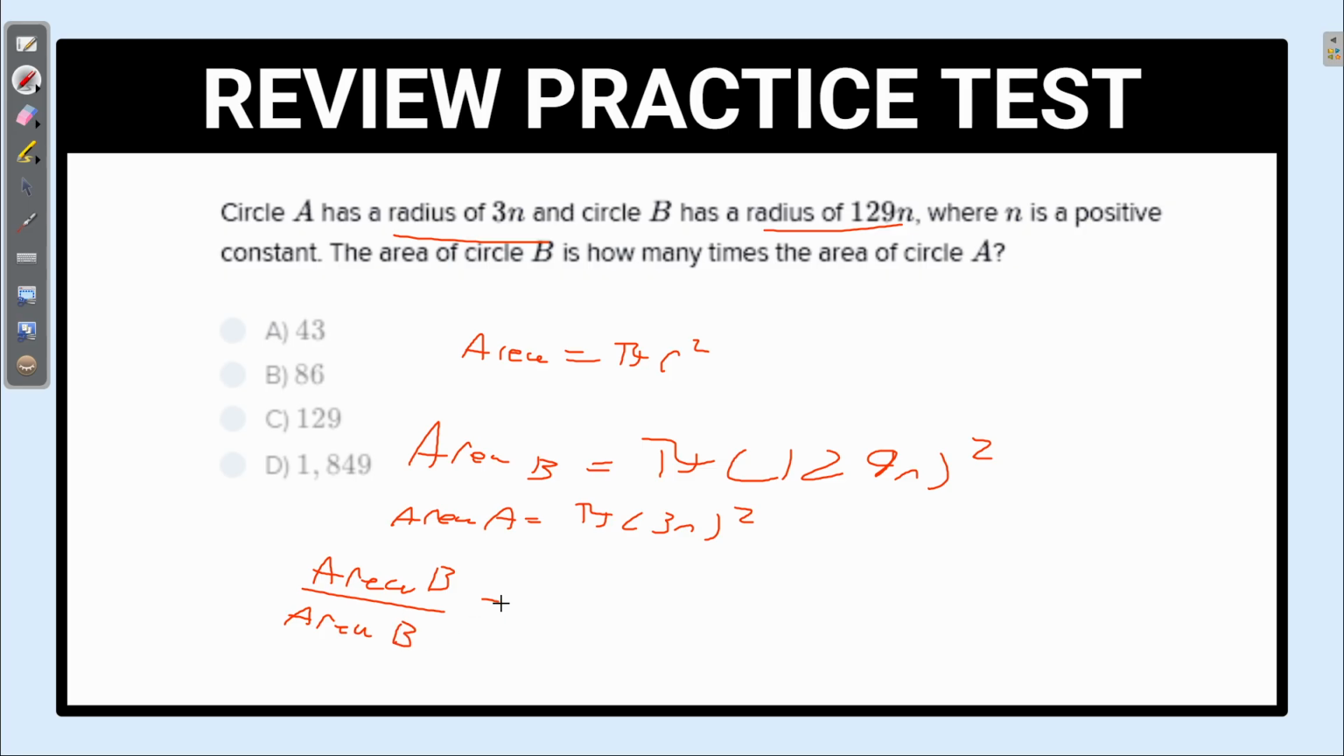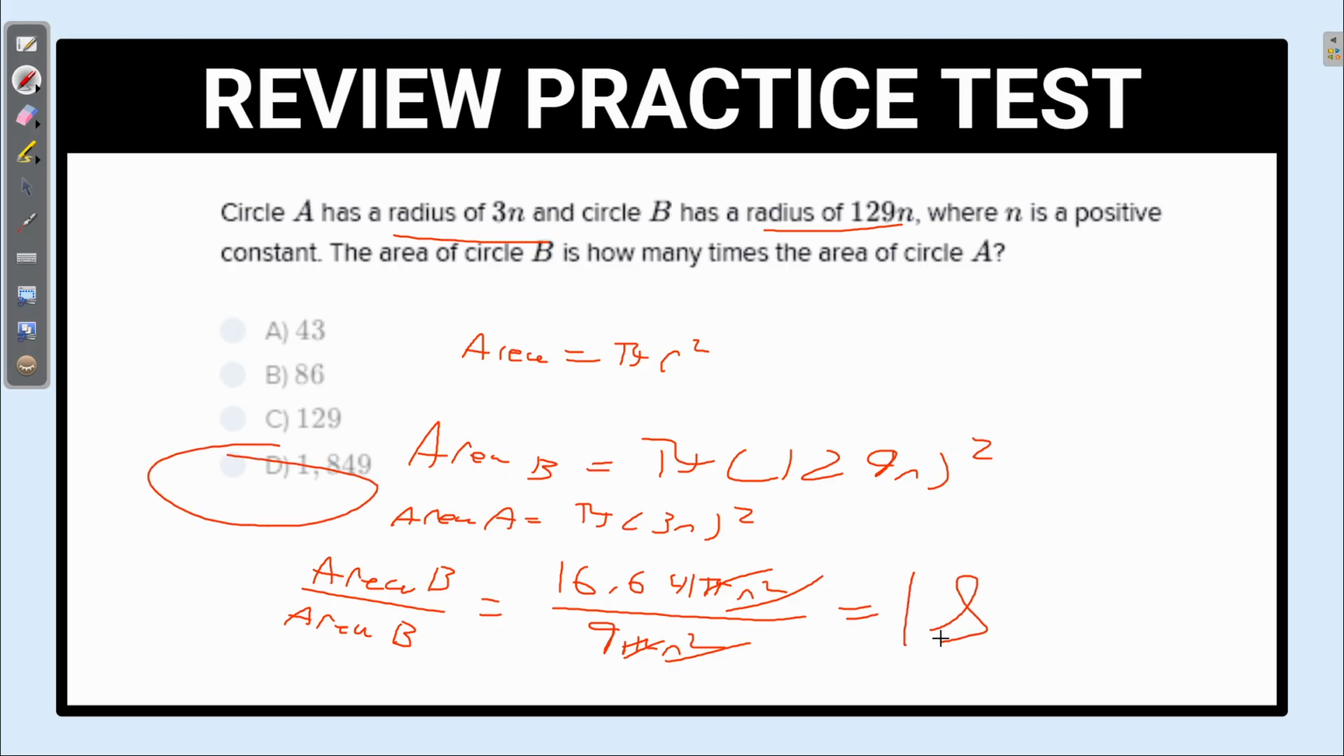So, after some quick computing, we get that the area of B is going to be 16,641 pi n squared, and the area of A is going to be 9 pi n squared. So we can see that the pi crosses out and the n squared crosses out. So it's basically just 16,641 divided by 9, which leaves us with answer choice D, 1,849.